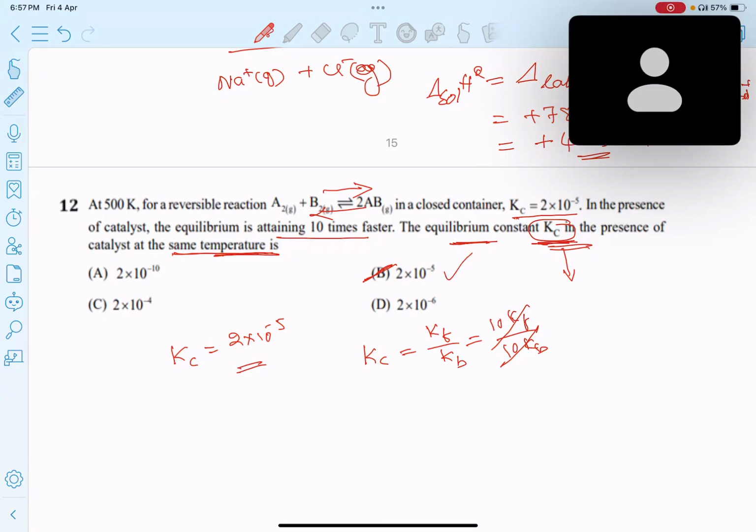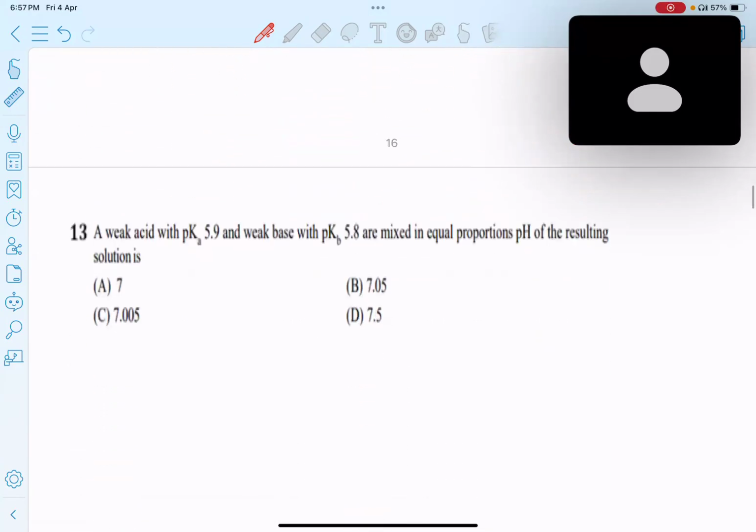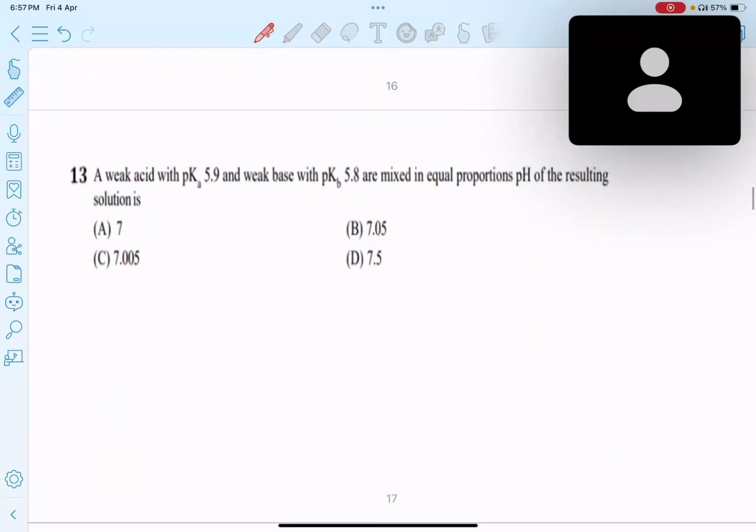So next, let us go to question number 13. A weak acid with pKa 5.9 and a weak base with pKb 5.8 are mixed in equal proportions. The pH of the resulting solution is. This is also a direct question.